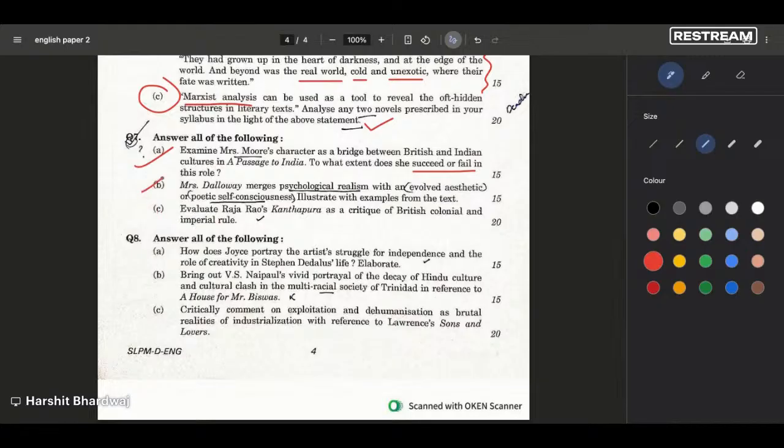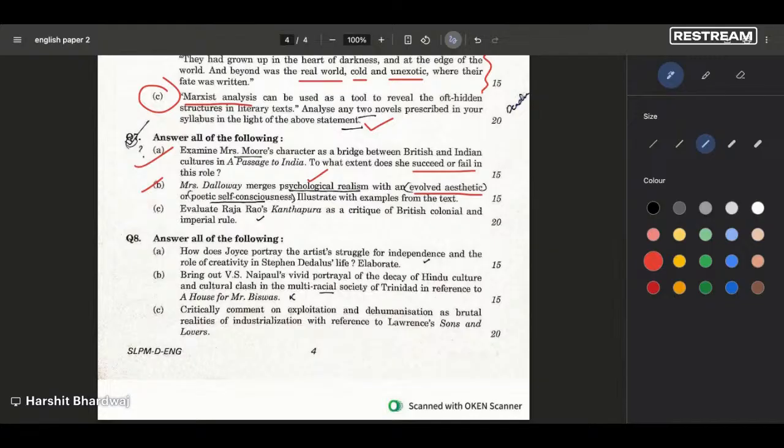Mrs. Dalloway merges psychological realism with an evolved aesthetic. This candidate, whosoever this is, has underlined these keywords very well. I like this. You have to always understand the keywords. Psychological realism with an evolved aesthetic, or poetic self-consciousness. So there are three key phrases here: psychological realism, evolved aesthetic, poetic self-consciousness. Now we're talking not about the character, Mrs. Dalloway, we're talking about the text.